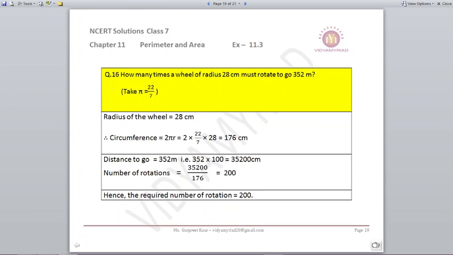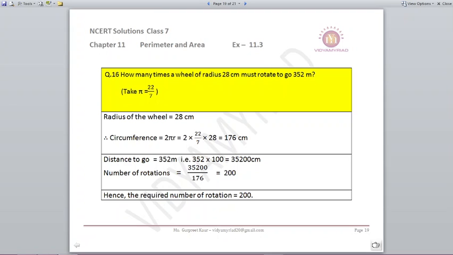How many times must a wheel of radius 28 centimeters rotate to go 352 meters? Now the radius of the wheel is 28 centimeters. So it has to rotate. Rotate means I need the circumference, the outer boundary, that is 2 pi r. So 2 into 22 by 7 into 28 gives me 176 centimeters.